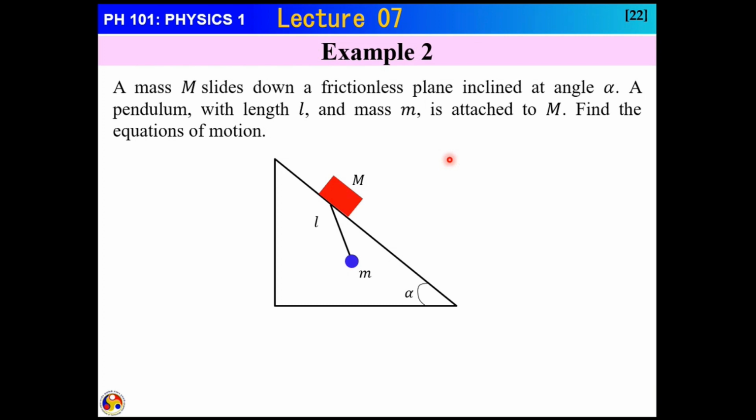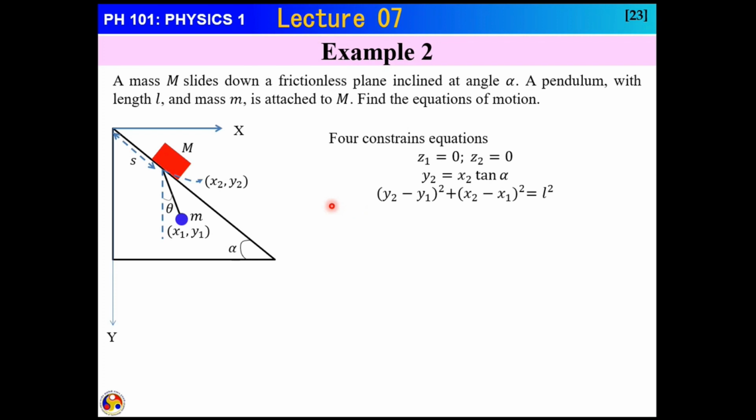We take another example where we have 2 particles, and this particle is sliding here on this surface, and there is 1 pendulum attached to this particle. Now, how are we going to handle this using the Lagrangian equation? First of all, you can identify all the constraints and so on. Here are the constraints.